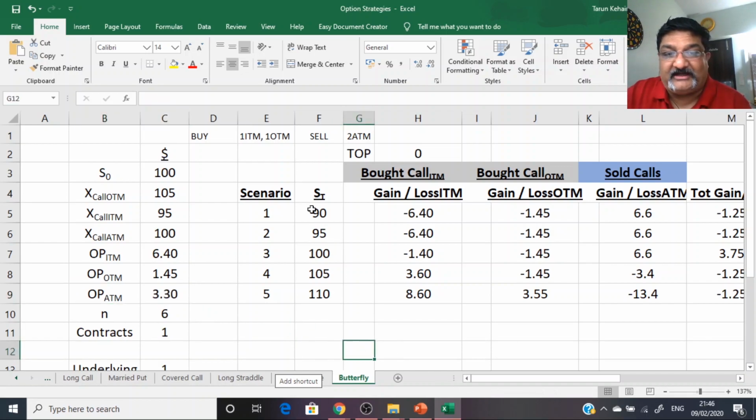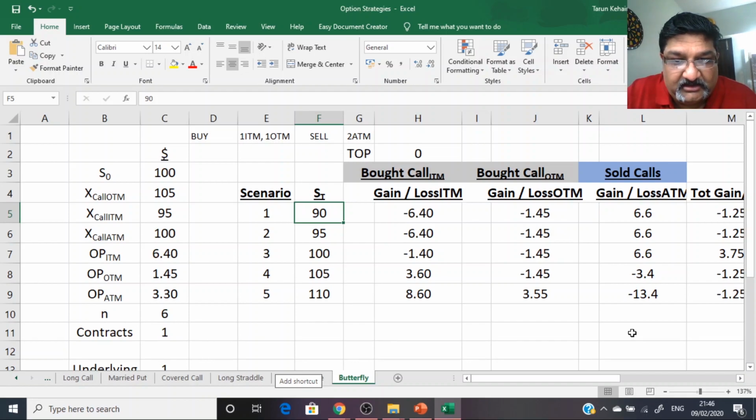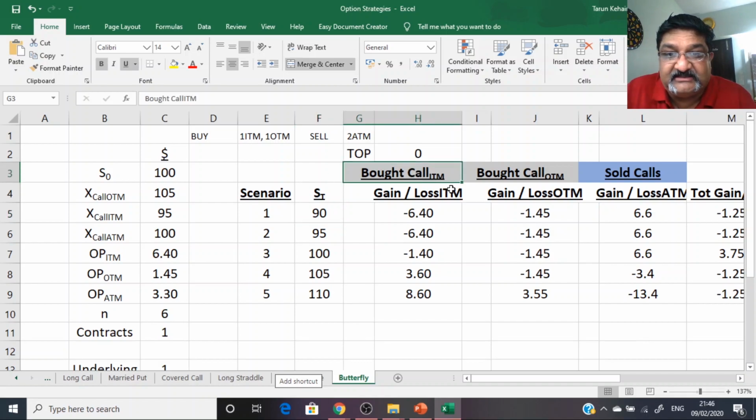Now, what happens if the stock price at expiration is 90? Will you exercise the call option? You will not. Why? Let's look at the 3 separately. First, let's look at the in the money option. In the money option, if you were to buy the security, you'll have to pay 95. Why will you pay it when you can buy it from the open market at 90? So you don't exercise the call option. Because you don't exercise the call option, you still have to pay the option premium 6.4. So that's your net loss.